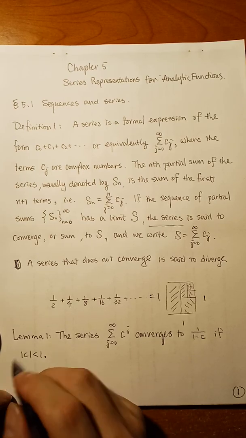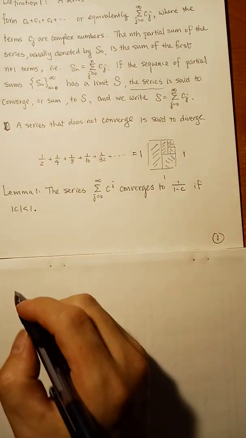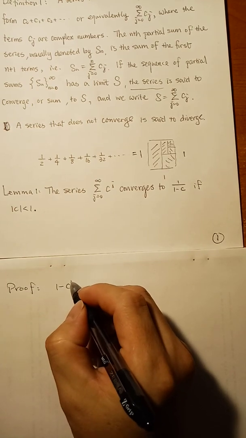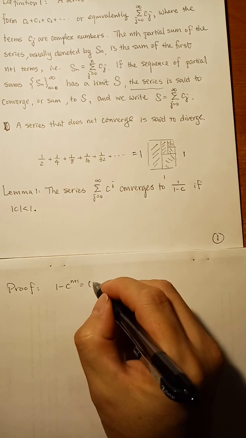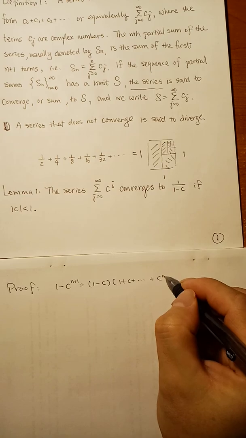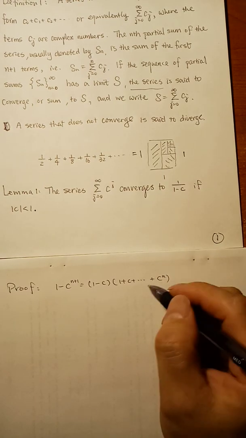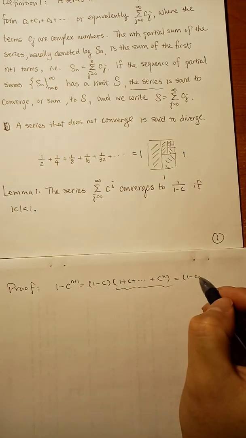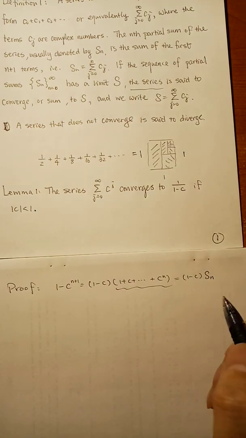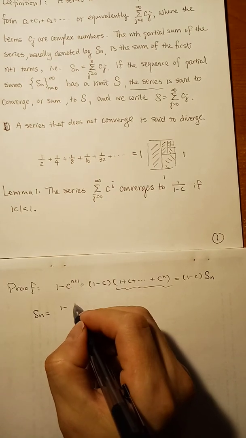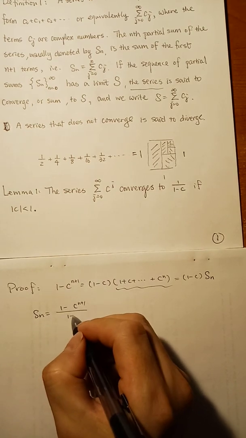Well, let's see the proof. The proof is in the factorization technically. We know that 1 minus C^(n+1) is (1 minus C) times (1 plus C plus ... plus C^n). So from this factorization, this is exactly Sn, so 1 minus C^(n+1) is (1 minus C) times Sn, the nth partial sum. So Sn is (1 minus C^(n+1)) over (1 minus C).